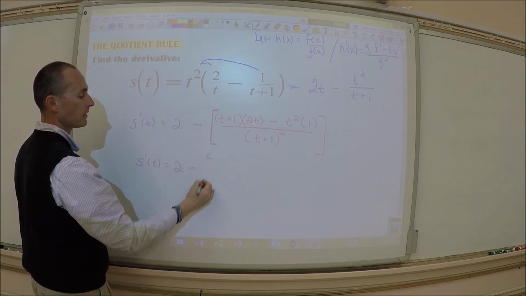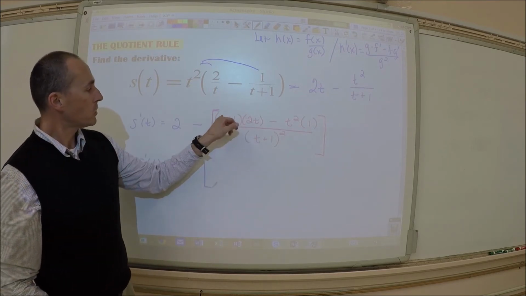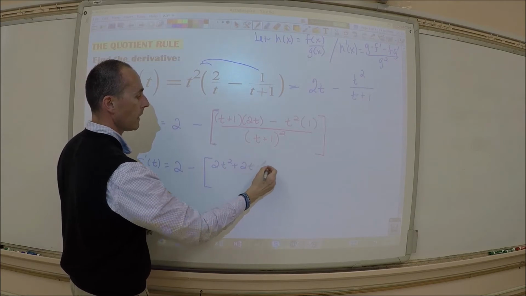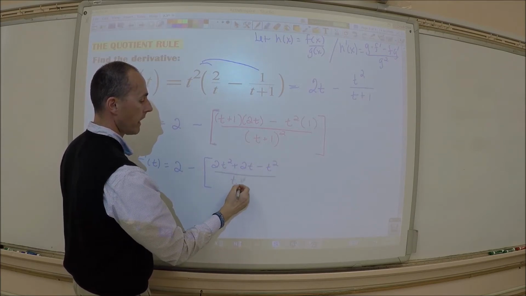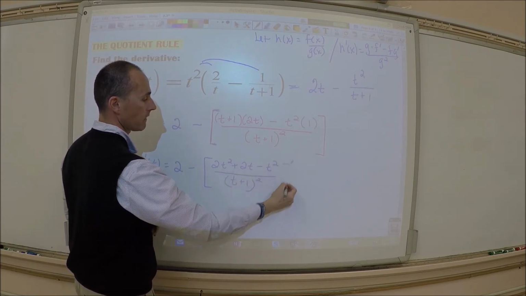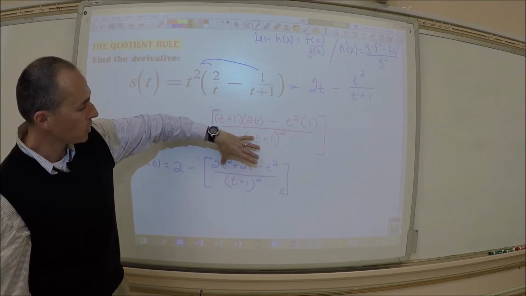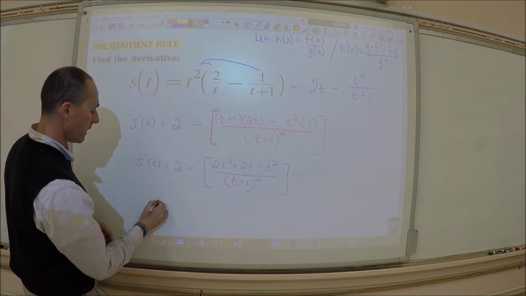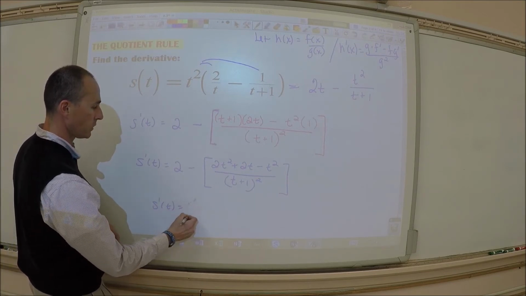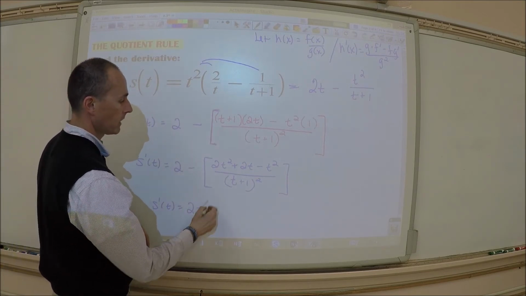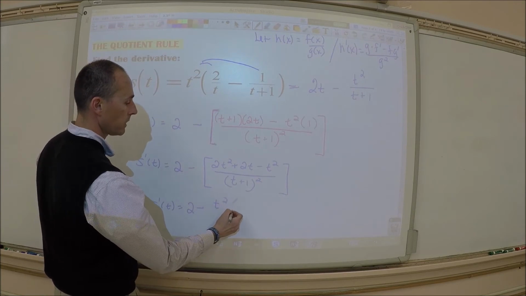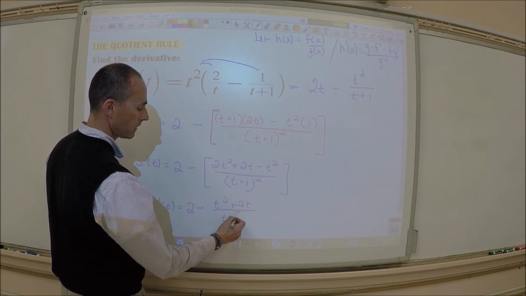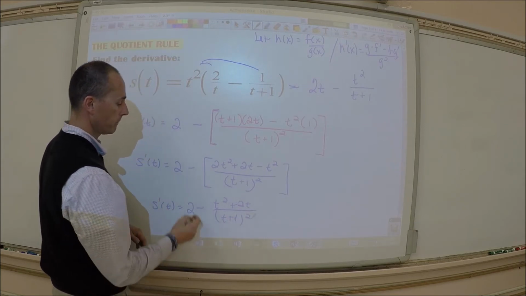So we're at 2 minus, and here it looks like we could do 2t squared plus 2t minus t squared all over that. And combine a little bit like terms here. I don't even know that we need to factor per se. So I'm going to leave my final answer as this. S prime of t is equal to 2 minus t squared plus 2t all over t plus 1 squared.